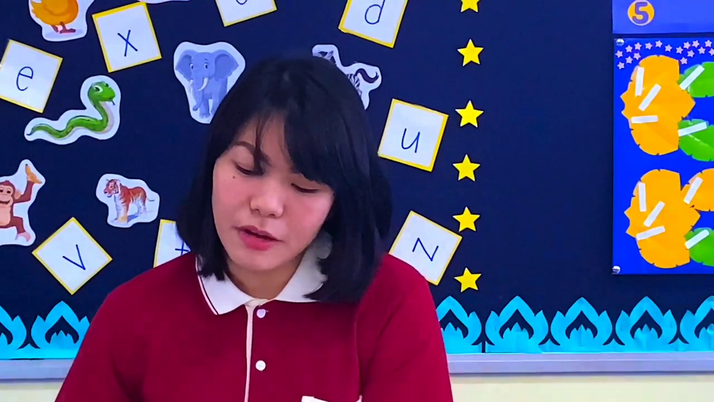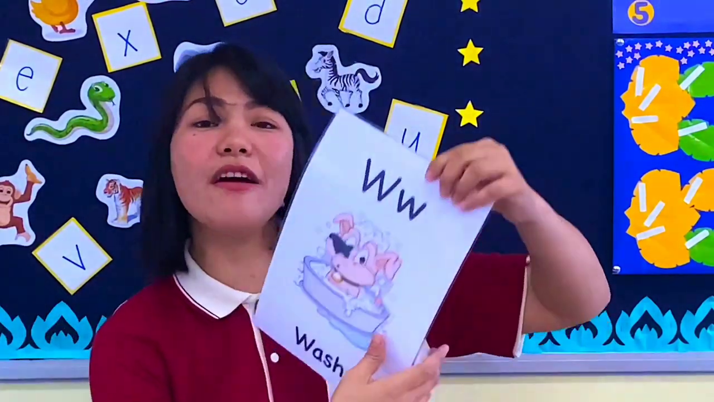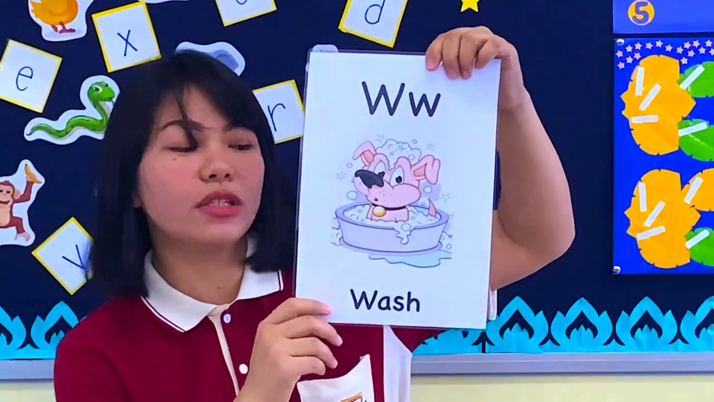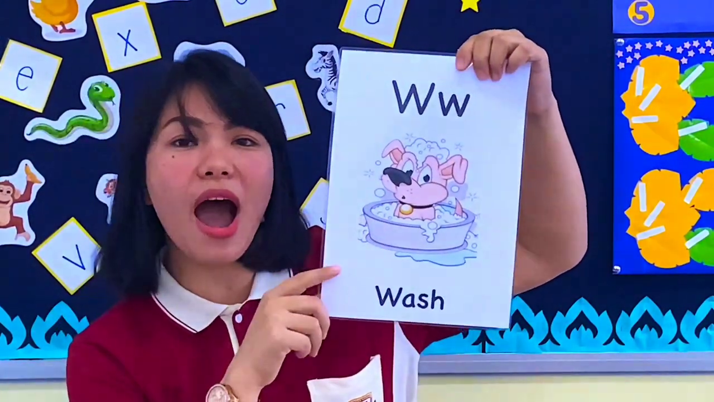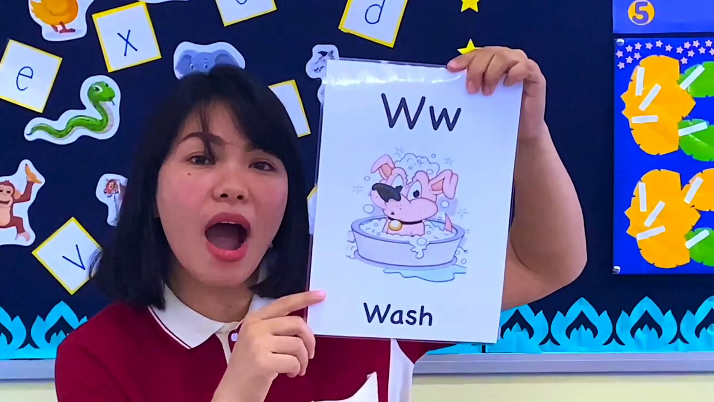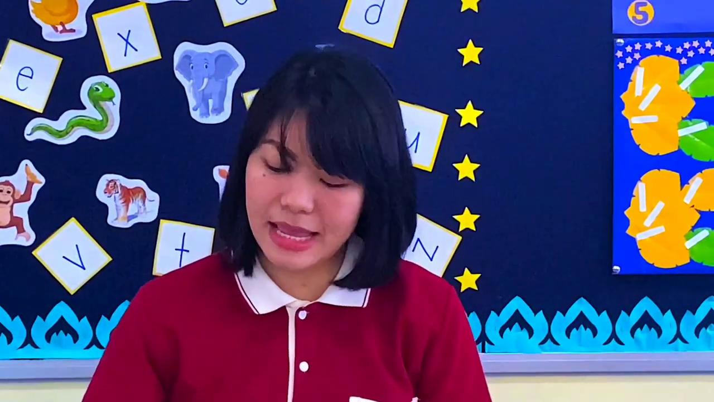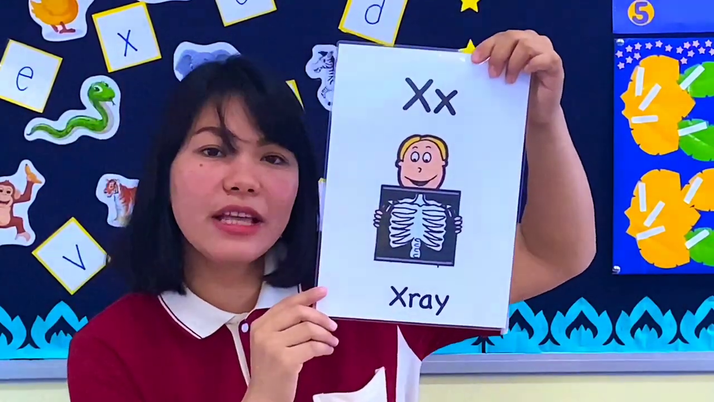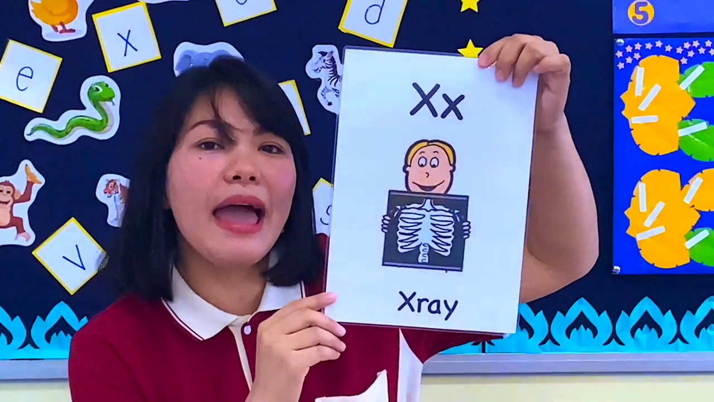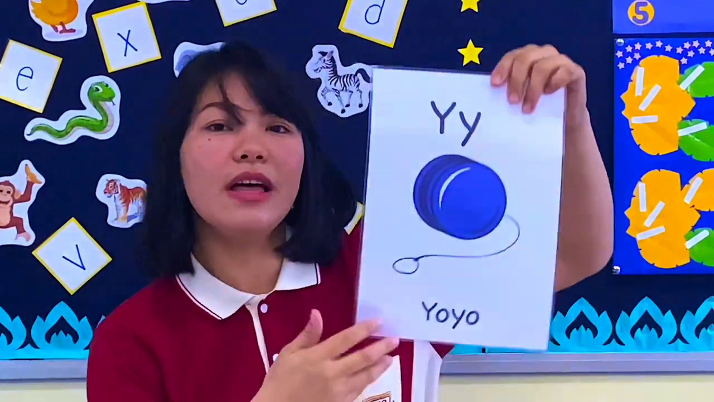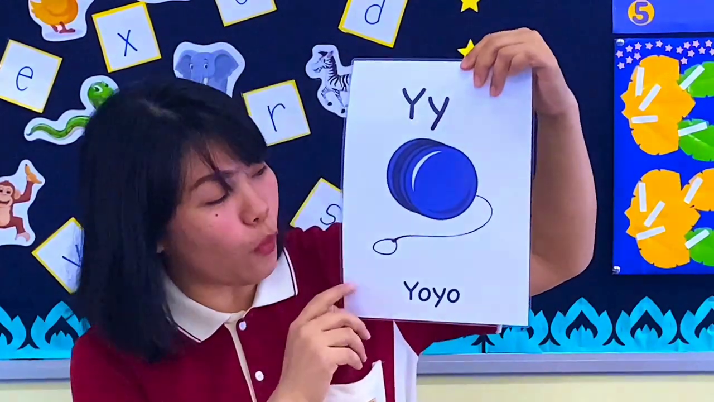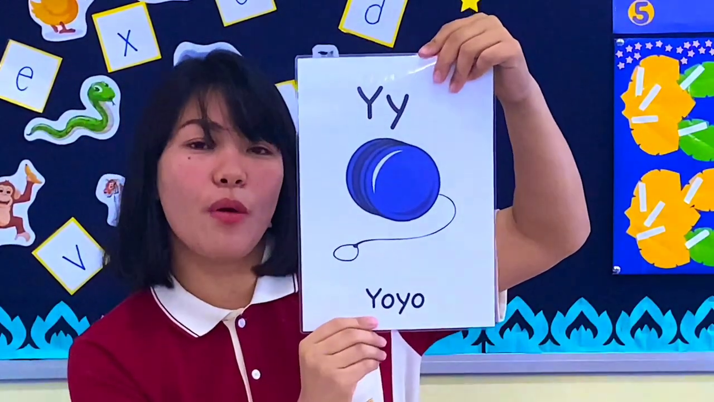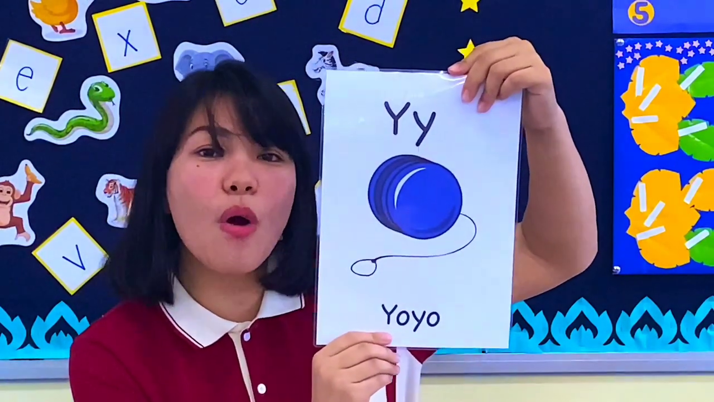Alright, good job. So we still have four more letters. Let's have W. W for wash. Again, wash. Alright, next let's have letter X. X for x-ray. Again, x-ray. Good job. Next, let's have Y. Y for yo-yo. Again, yo-yo.